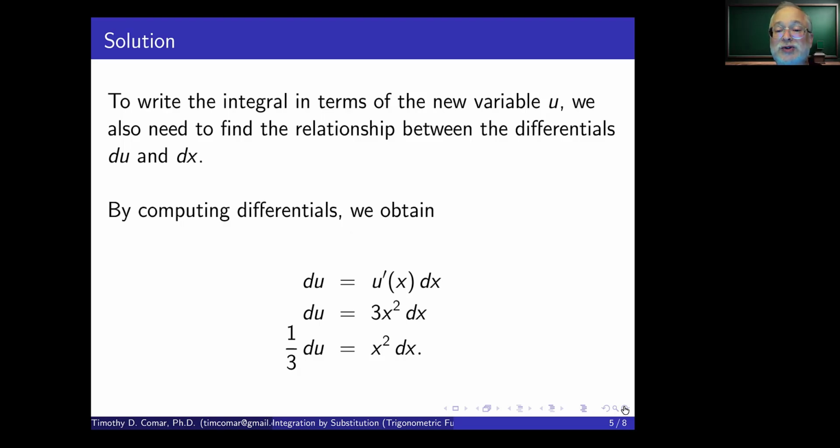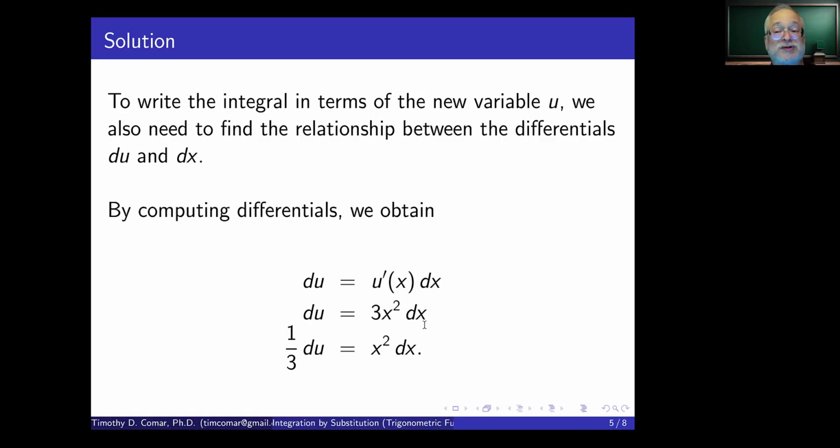So to write the integral in terms of the new variable u, we also need to find the relationship between the differentials du and dx. So by computing differentials, we obtain the following. du is the derivative of u times dx. And remember, u was just x cubed, so its derivative is 3x squared. So we have du is 3x squared dx.